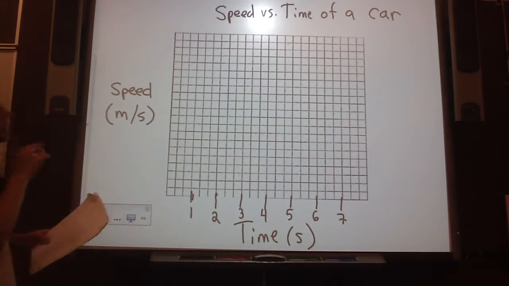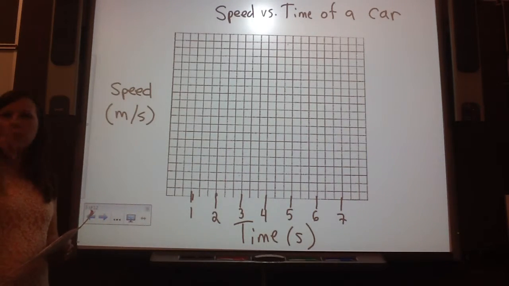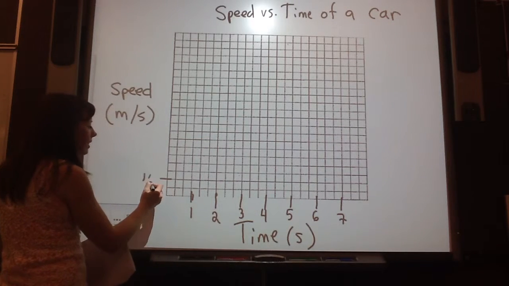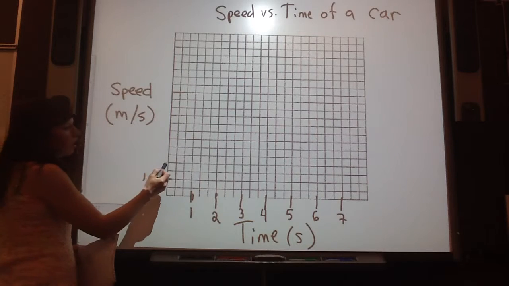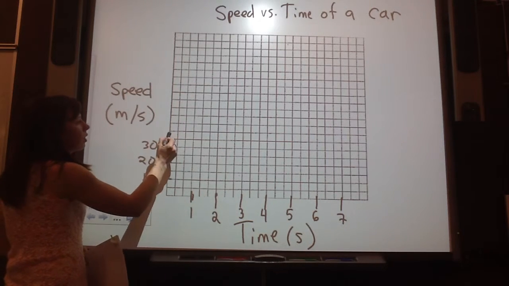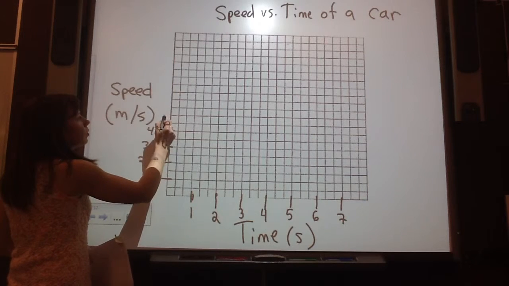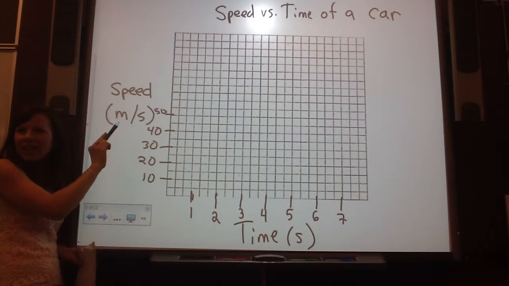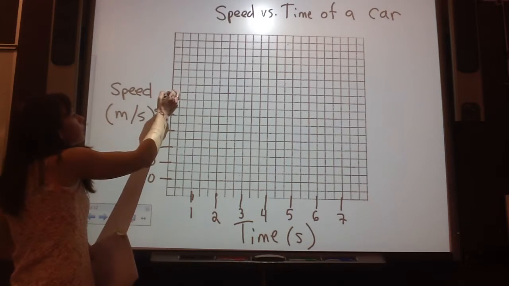So now for my 10 to 70, I chose to do 2 boxes. Okay? So I go 1, 2 boxes is 10, 1, 2 is 20, 1, 2, 3. And sometimes you get a little squish there with your axes labels, but that's okay.